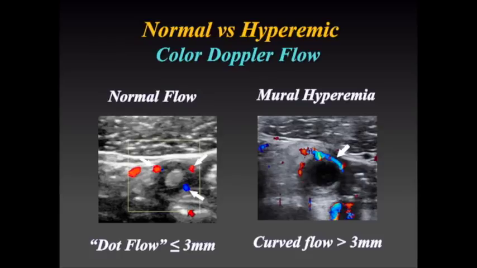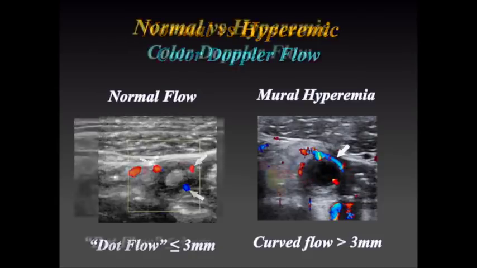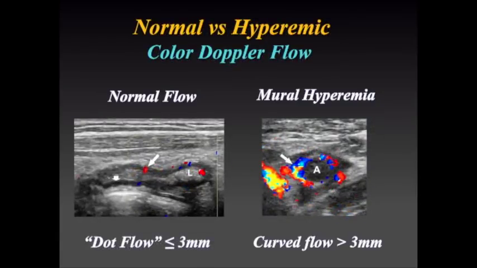So we wanted to test that as a hypothesis. What was the significance of dot flow versus this curvilinear flow? And we define this as contiguous 3 millimeter or greater flow in the wall of the appendix. And some examples, again, dot flow, curvilinear flow.